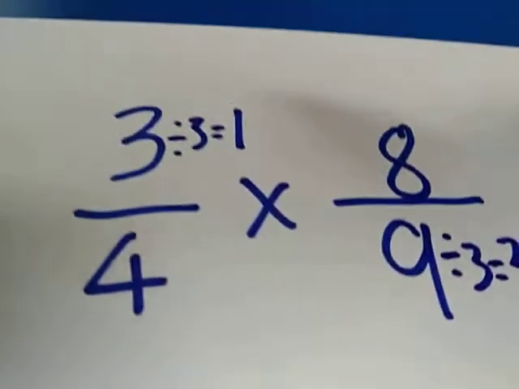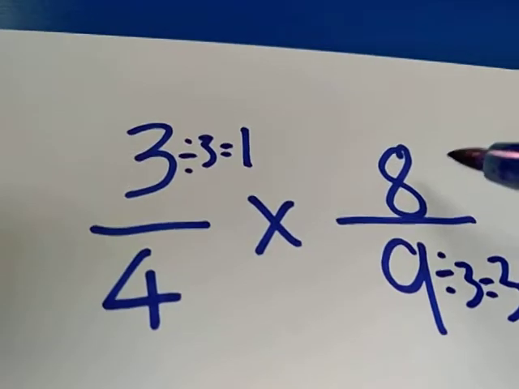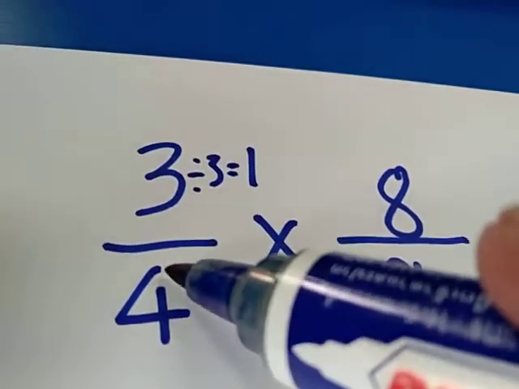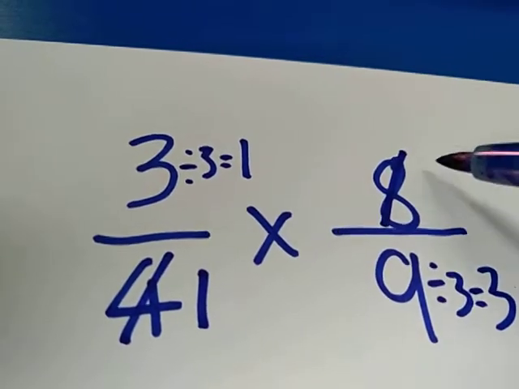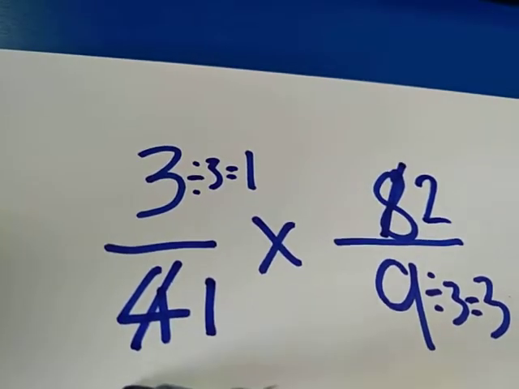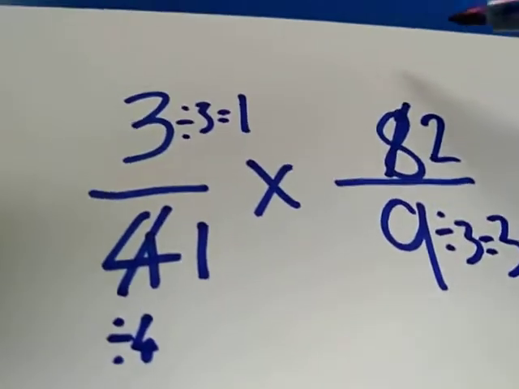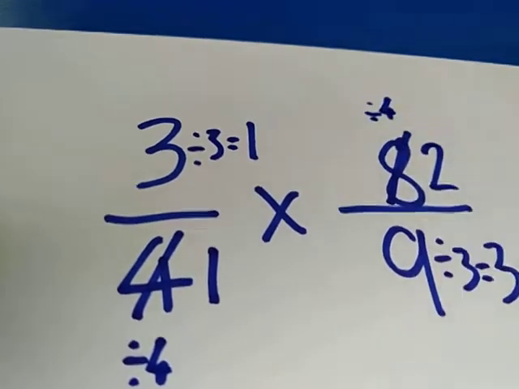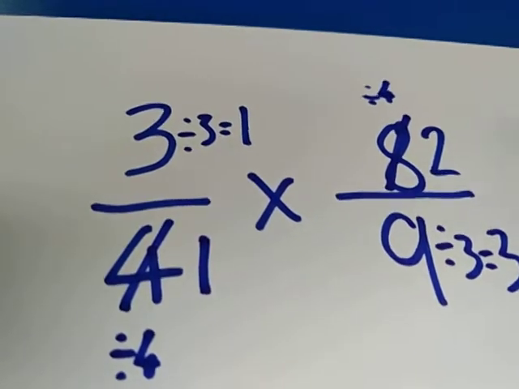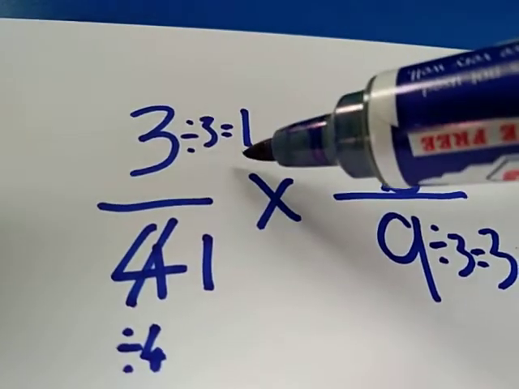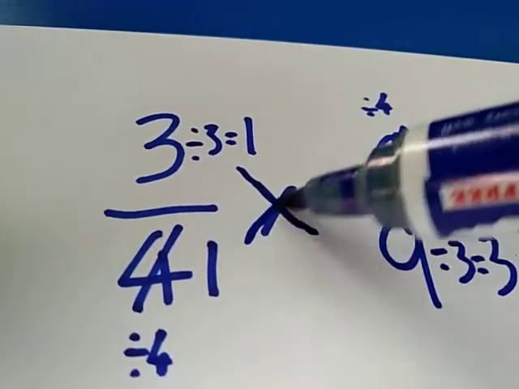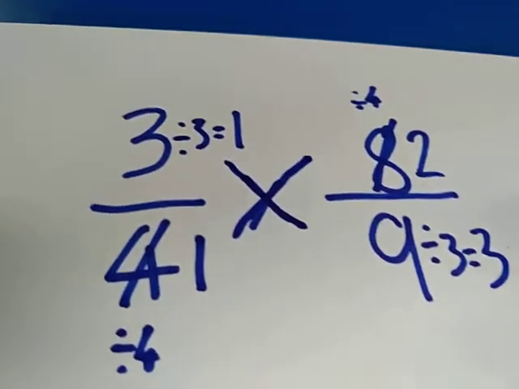Right? Then we've got 4 and 8. Okay, we can divide those by 4 to get 1 and 4 to get 2. So we're doing divide 4 and divide 4. Yeah? So before we do our multiplication, we can check in our cross shape whether we can do any division.